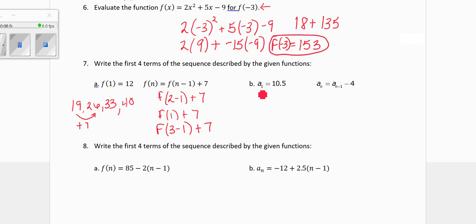So looking at B, if my first term is 10.5, and I can see that I'm going to take away 4, so my common difference is negative 4. My first term is 10.5. My second term, take away 4, is 6.5. My third term is 2.5. And my fourth term is negative 2.5.